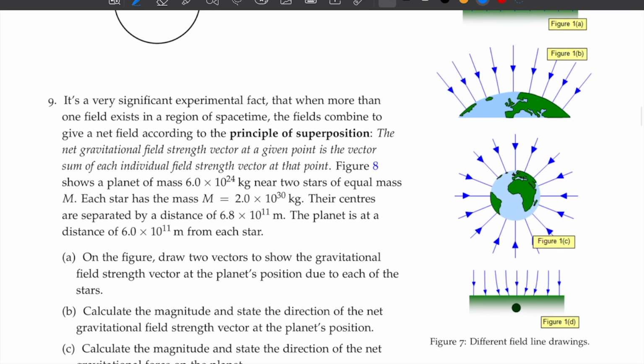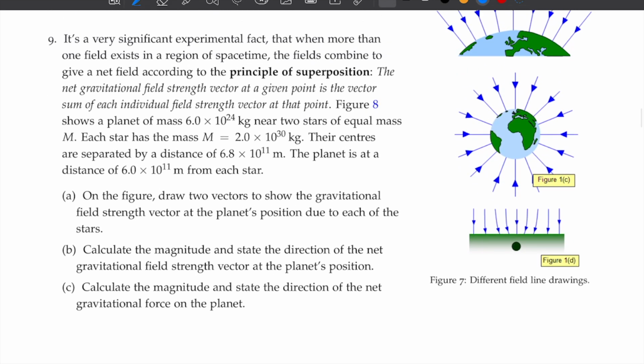Exercise 9 is really important. We're talking about what's called the principle of superposition. It's a very significant experimental fact that when more than one field exists in a region of space-time, the fields combine to give a net field. According to this principle of superposition, the net gravitational field strength vector at a given point is the vector sum of each individual field strength vector at that point.